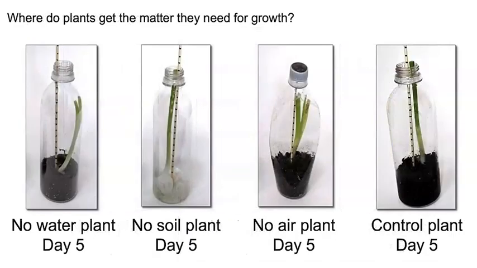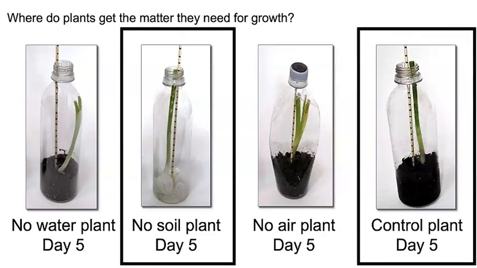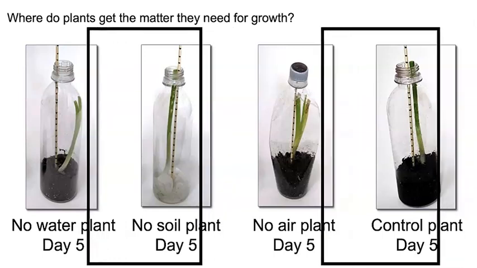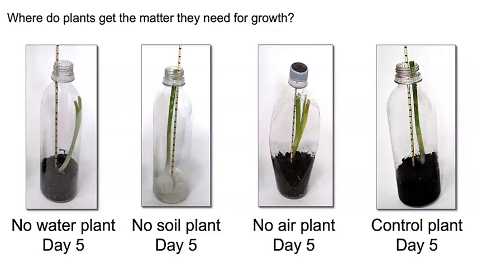Let's compare all 4 of our plants on their last day of growth. What do you observe? I notice that the plant with no soil and the control plant grew to similar heights, while the plant with no water and the plant with no air didn't grow very much at all. But we need to back up our observations with data, so let's look at the numbers.